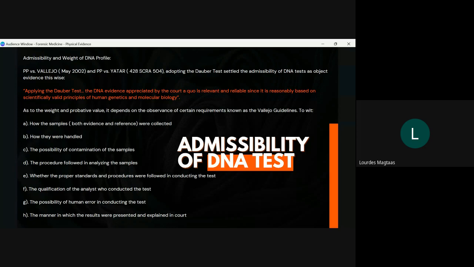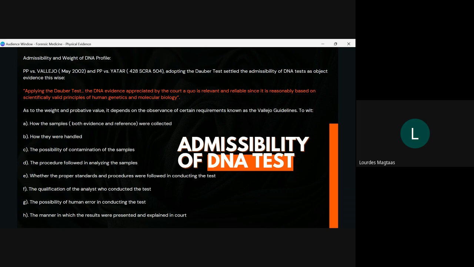The weight and probative value of DNA evidence may also be affected by other factors, such as the quantity and quality of the DNA samples, the presence of multiple contributors to the DNA profile, and the presence of potential sources of error or bias in the analysis process. Overall, while DNA evidence is generally admissible in court, its weight and probative value will depend on a variety of factors that must be carefully considered and evaluated by the court.